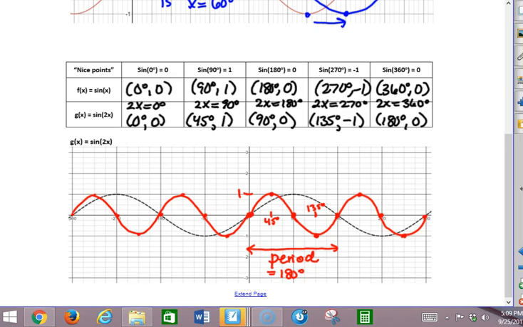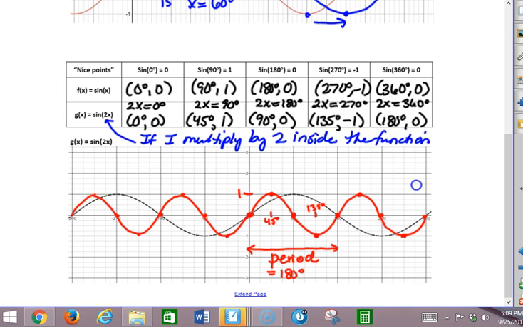So what does this 2 tell me about the graph right here? If I multiply by 2 inside the function, the period equals 360 divided by 2, which is 180, half as wide as before.